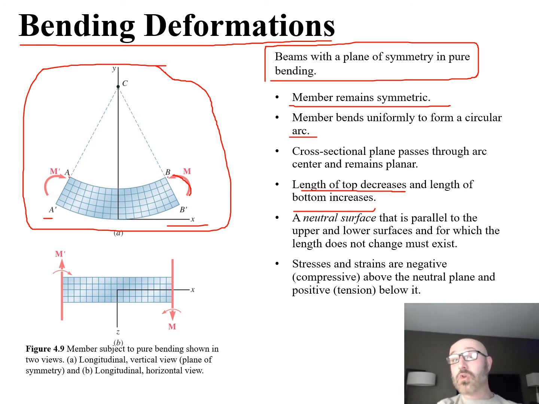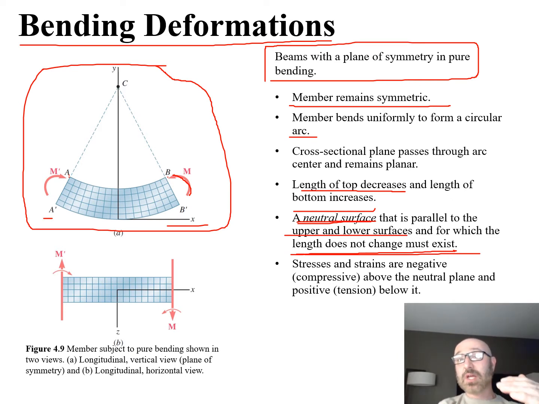Now, a thing to note is that there is a neutral surface. This neutral surface is parallel to the upper and lower surfaces, and its length must not change. So this must exist. In fact, there must be a neutral surface in here that does not change in length. We're going to use that as kind of a line to determine what things are going to get shorter and what things are going to get longer.